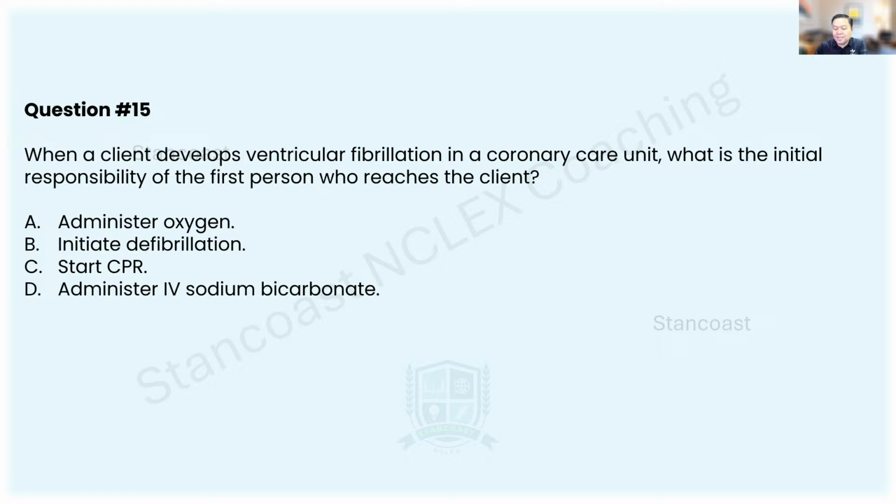When a client develops a ventricular fibrillation in a coronary care unit, what is the initial responsibility of the first person who reaches the client? Is it A, administer oxygen, B, initiate defibrillation, C, start CPR, D, administer IV sodium bicarbonate? What would be that answer?